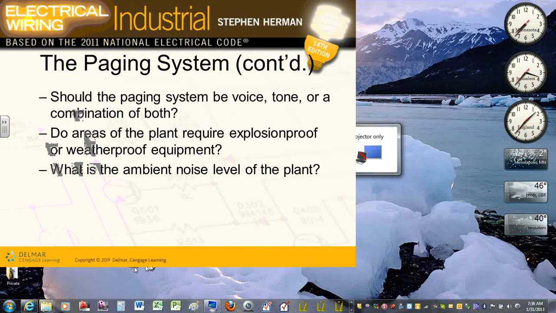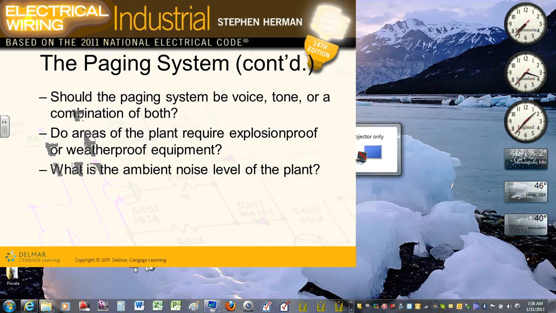The area of the plant, is it required to be explosion proof? Do we have an explosion proof area? Yep, there's a room. When you have an explosion proof area, guys, what do you need? Explosion proof equipment. You need explosion proof, right, Jeff? You guys know that? Explosion proof equipment in a Class 1, Div 1 location. So who cares? Now you're paying five times more for the same speaker. That's all. Unless you're using intrinsically safe systems. So that's things to consider.